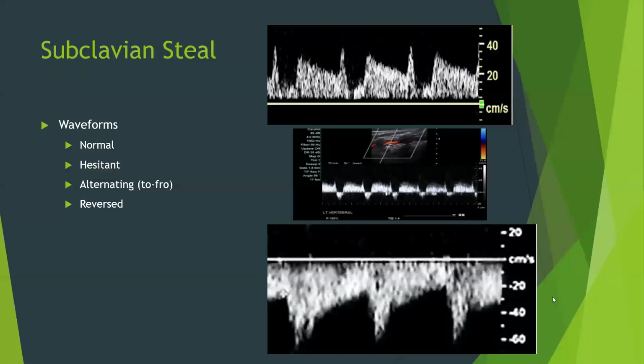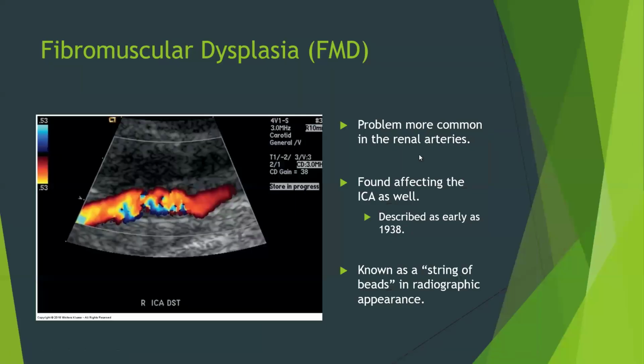Again, you can see that we aren't getting full color flow, a full picture of that vertebral artery. That's why waveform analysis is important with the vertebral arteries, okay? So we have our fibromuscular dysplasia. So this can be another disease process.